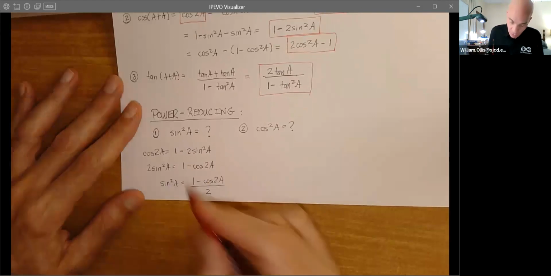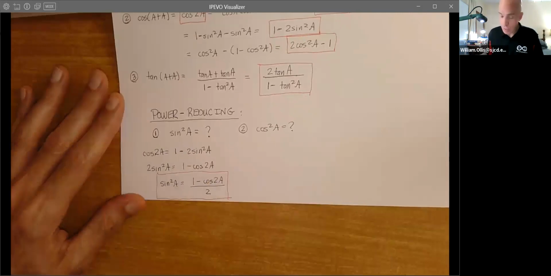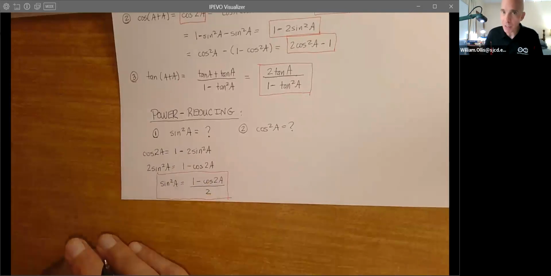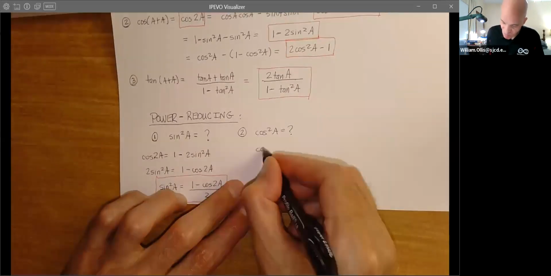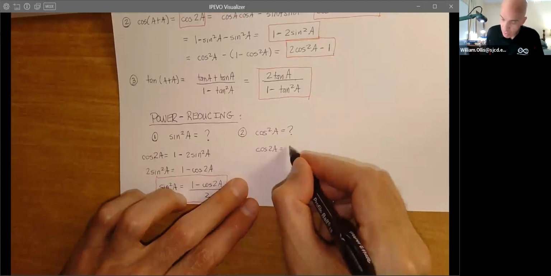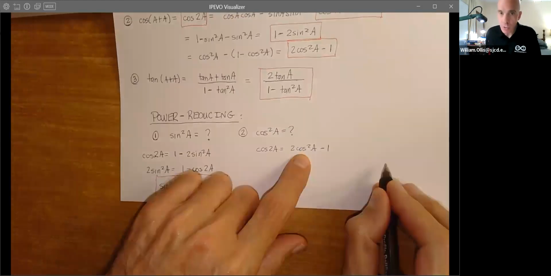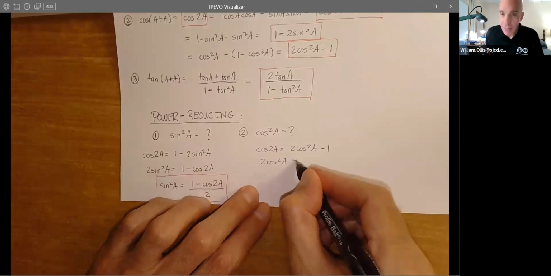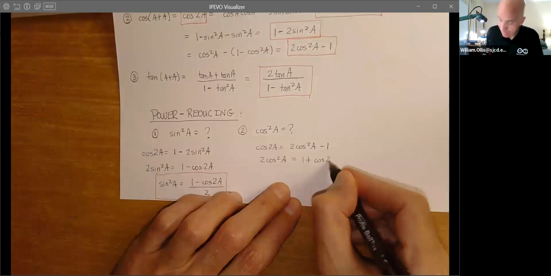This has extreme use with powers of cosine and sine with trigonometric integrals. So the square of the sine is 1 minus cosine of the double angle divided by 2. Now, how do we get this one? Well, we use that one right there. So we say cosine 2A equals 2 cosine squared A minus 1. Solve for cosine squared. So 2 cosine squared A equals 1 plus cosine of the double angle.